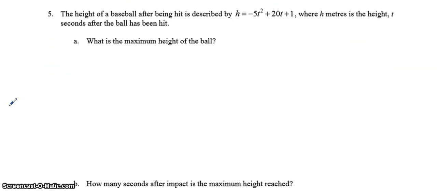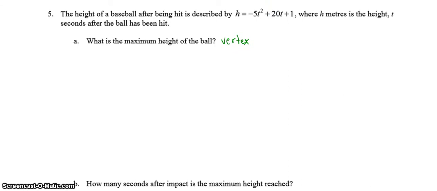Lastly, you'll have a word problem. So what is the maximum height of the ball? So the height of a ball after being hit is described by this. H is the height, T is the time after the ball's been hit. To find the maximum height, that means we want to find the vertex.